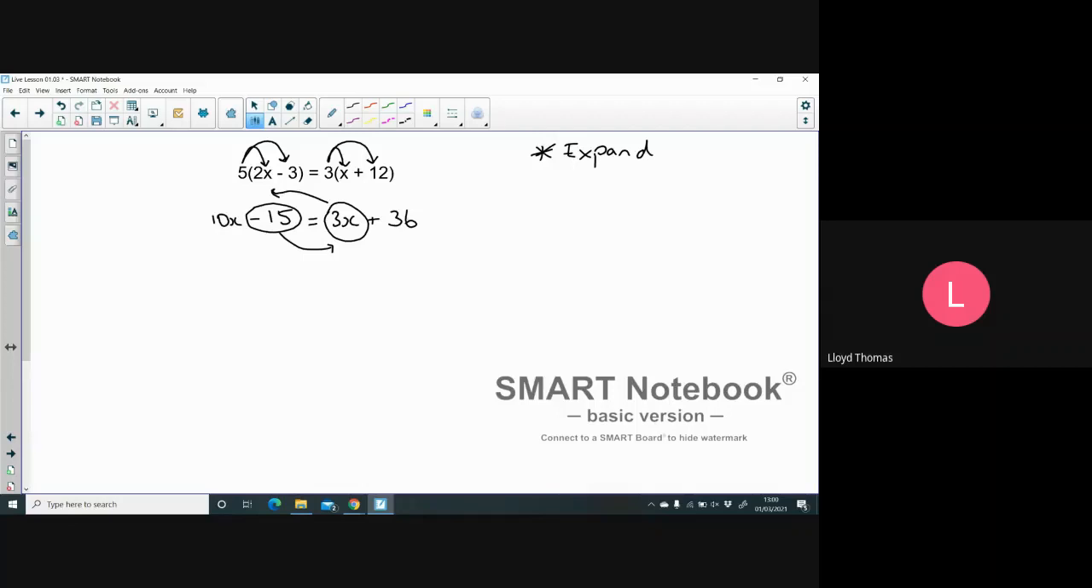Okay, let's have a look what Nia says. Excellent, those are the right steps. So it's going to be 10x, take away 3x, because that's what 3x becomes when it moves over the other side, equals 36, and we're going to move that minus 15. No worries, Karis, you can watch it back afterwards. And we end up with 36 plus 15.